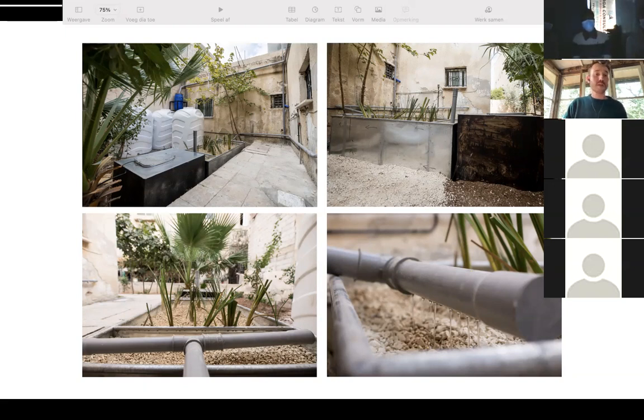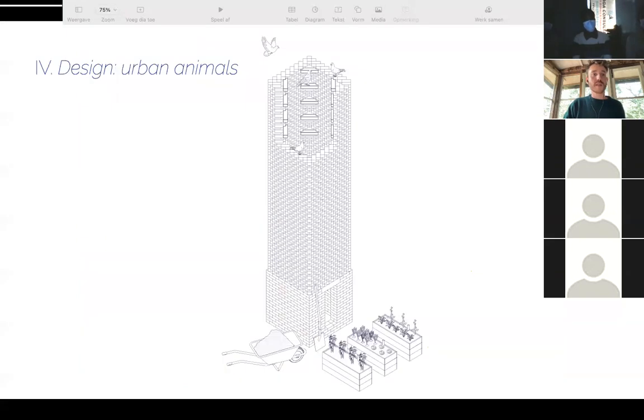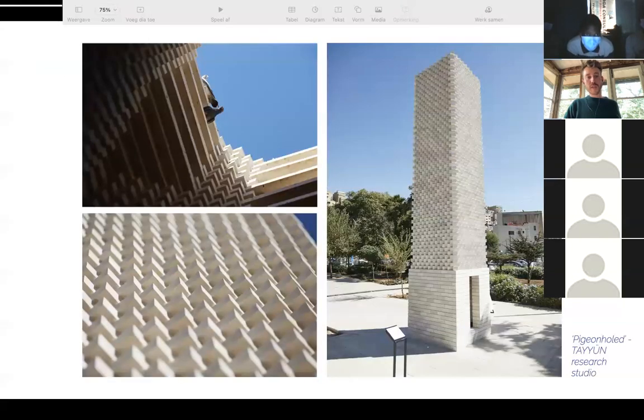So I would suggest trying to filter and reuse as much water as you can, because indeed it's a scarcity. And then the last thing to look at are potentially urban animals. I'll show you the picture. This is not my work.